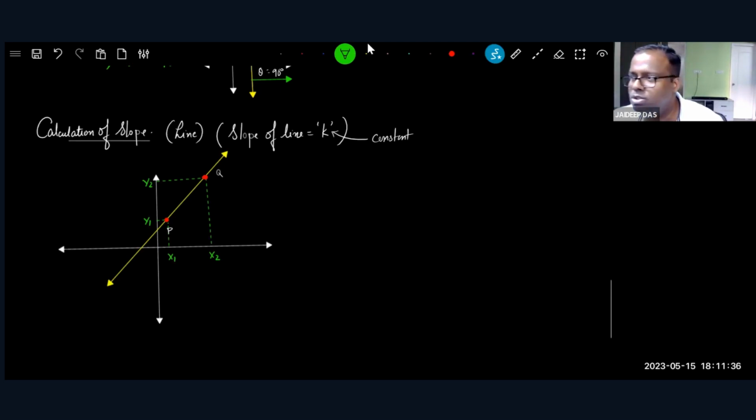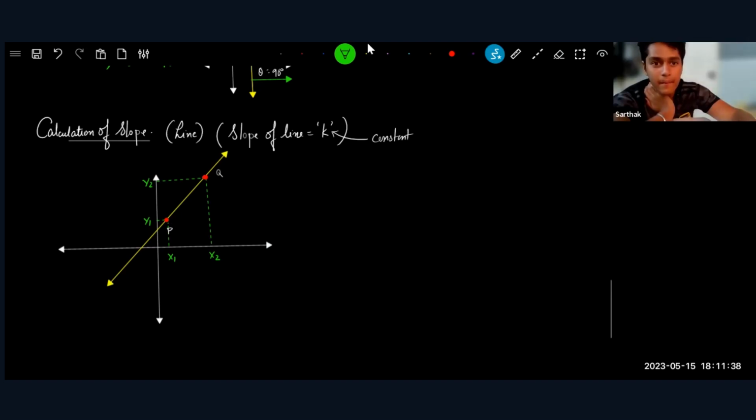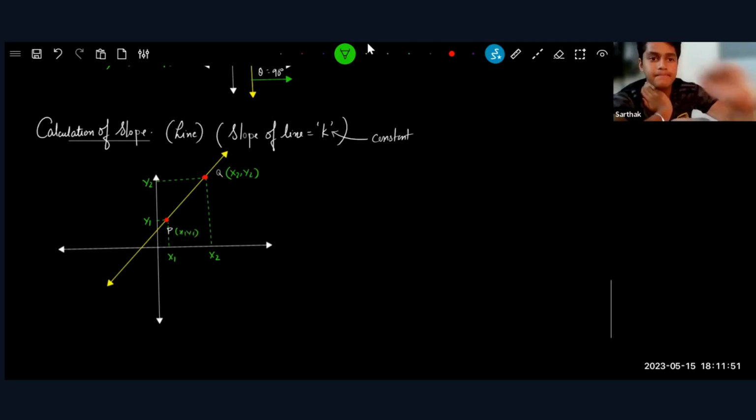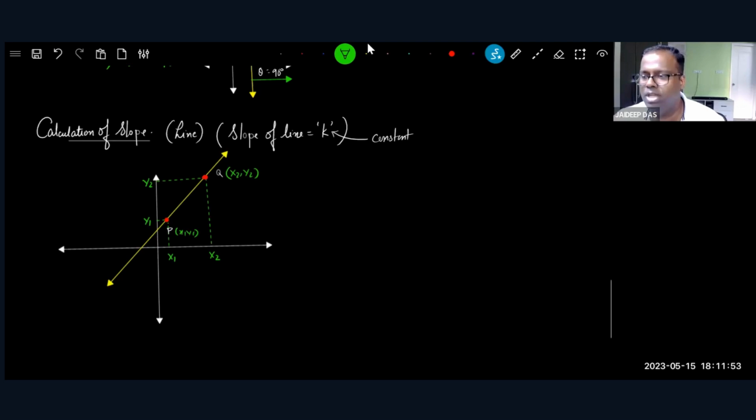If you go back to grade 9, let me explain this again. P and Q are two points. What is the coordinate of Q? Q is (x2, y2), and P is (x1, y1). Did you understand? These are the two points, and this is how you have plotted them. Now, how do we calculate the slope?